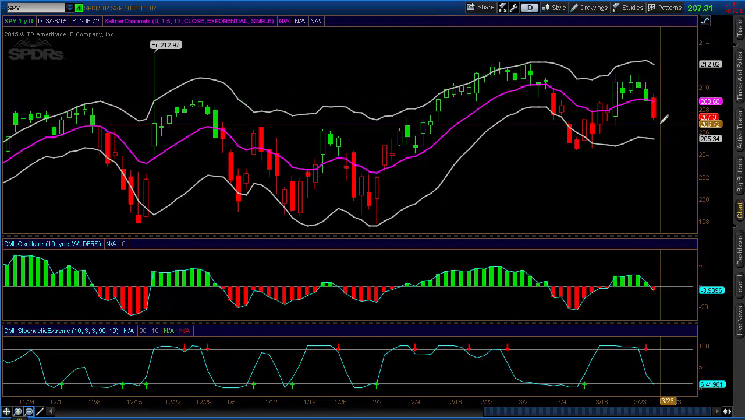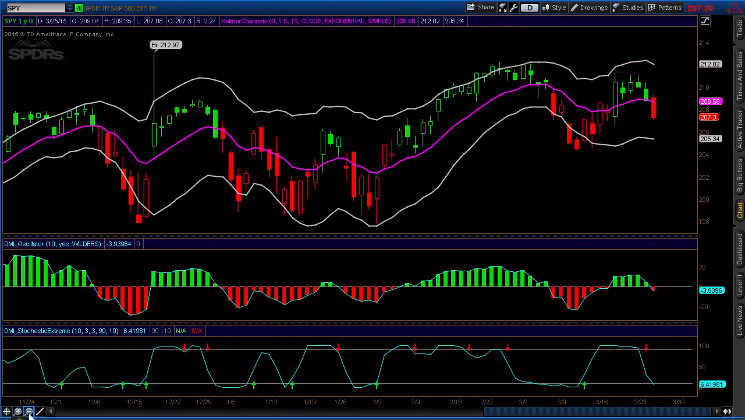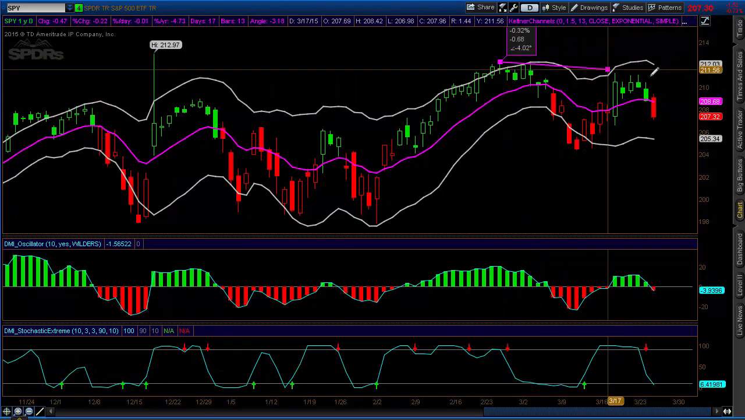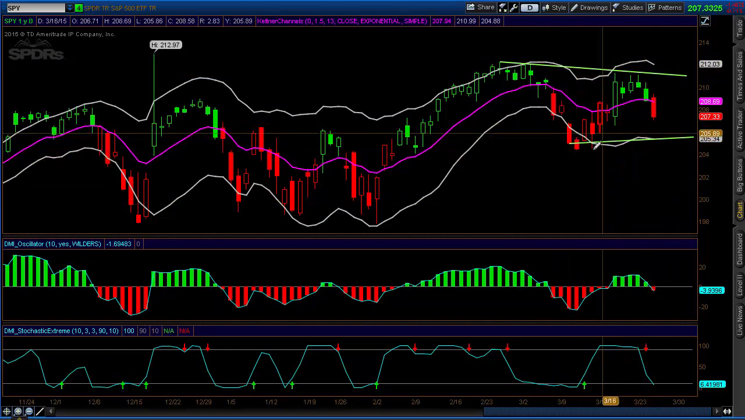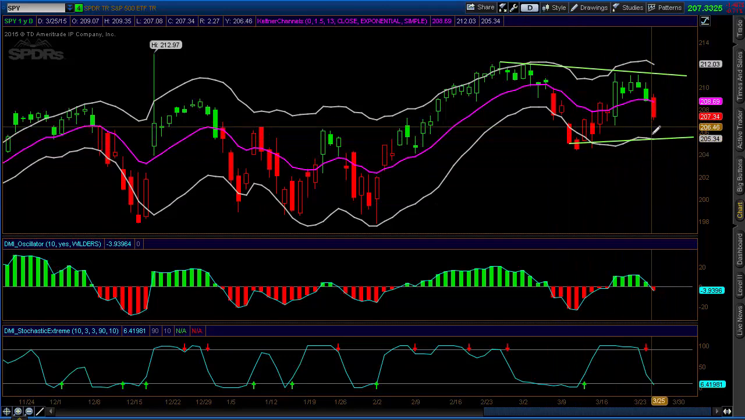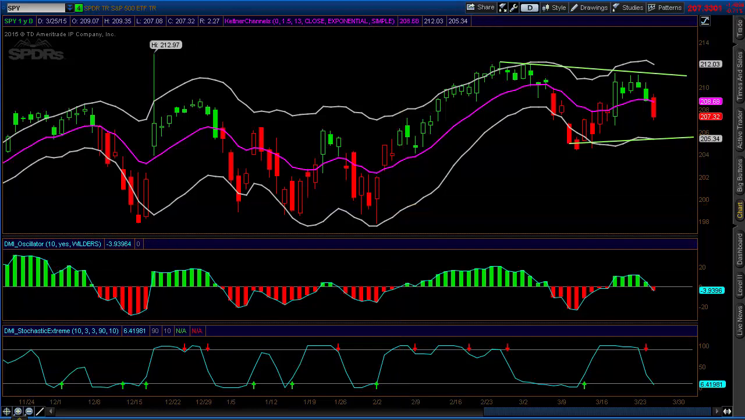So the question is, is this a pullback before we head higher? This to me looks like it's setting up for some sort of triangular pattern, something to this effect. We don't know where this is going to end though. Right now we have a lower band on our Keltner channel at about 205.